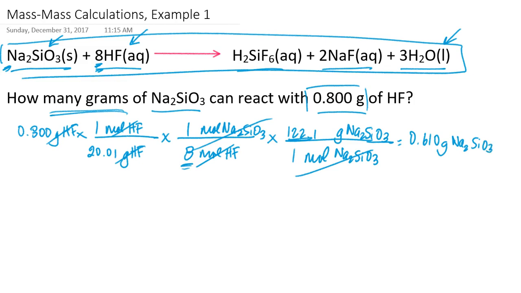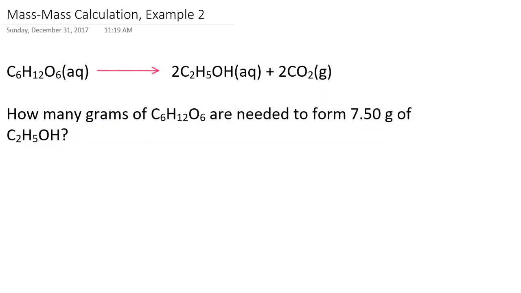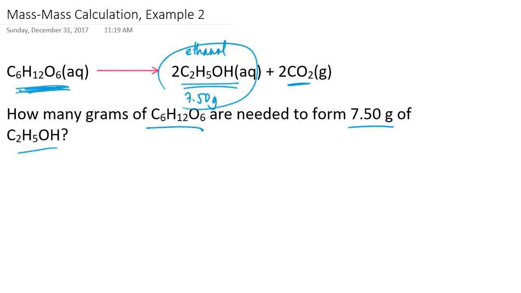of the sodium silicate. Okay, now let's try one more example. Suppose I have this reaction. And here I have glucose, and glucose is breaking down to this compound, which is ethanol, and I'm also going to get carbon dioxide. And the question is asking how many grams of the glucose are needed to form 7.5 grams of ethanol. So basically, if I have 7.5 grams of this substance, how much of this substance had to have broken down to get this mass of the ethanol?